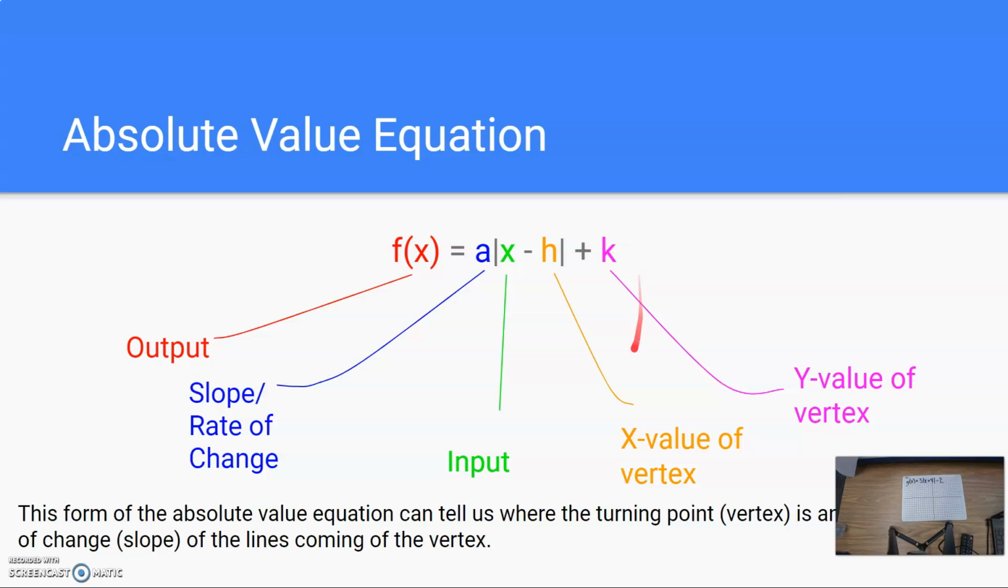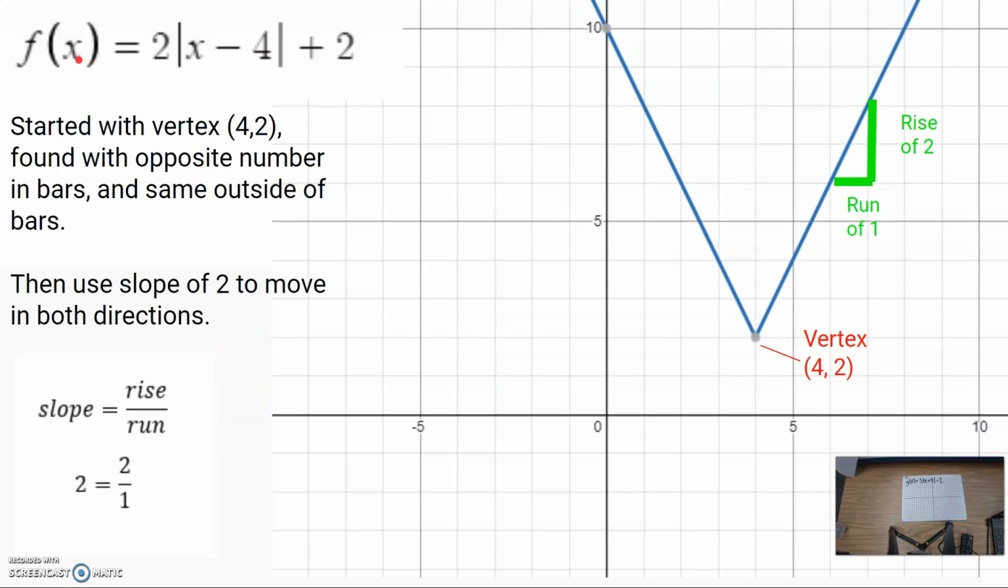Okay, so this equation is actually quite helpful. It can not only tell us exactly where our turning point is using these two numbers, it can also tell us the rate of change in any given direction, either left or right. Now, what does this mean?